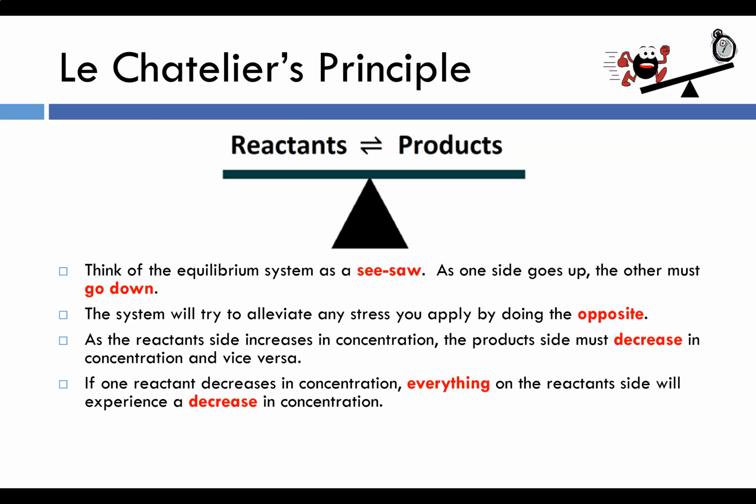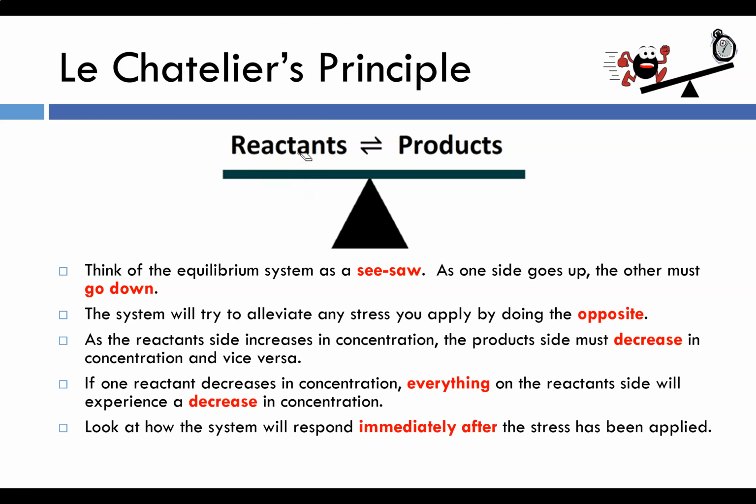If we're looking at a system that's got multiple reactants, like we just saw, if one reactant decreases in concentration, everything on the reactant side has to decrease in concentration as well. You can't have one part of the seesaw going up and the other on the same side going down at the same time. It just does not work that way.